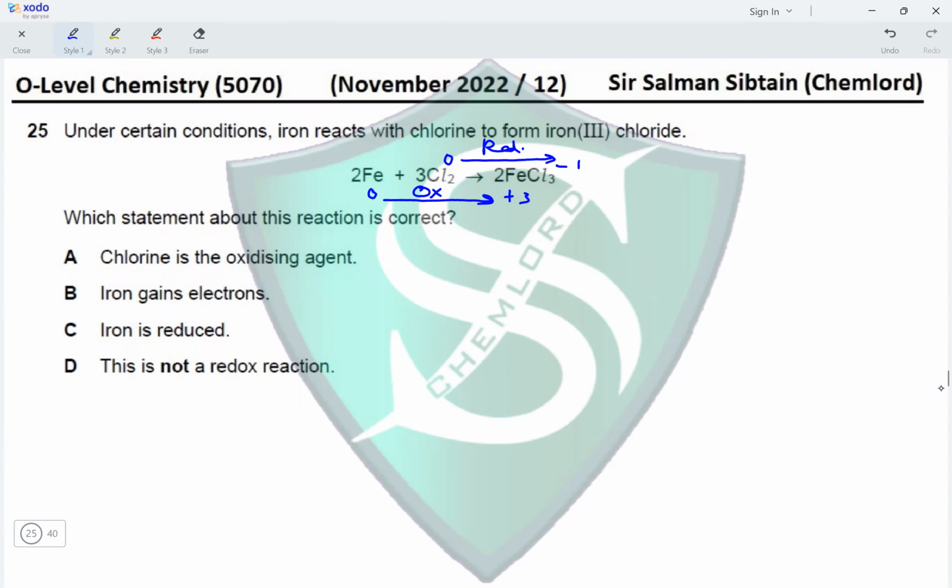They've asked us whether chlorine is an oxidizing agent. Something that undergoes reduction is an oxidizing agent, whereas something that undergoes oxidation is a reducing agent. So in this reaction, chlorine is the oxidizing agent and iron is the reducing agent. So option A is correct. Option B, iron gains electrons? Iron undergoes oxidation, it loses electrons. Iron is reduced? No, iron is oxidized. This is not a redox reaction? It is definitely a redox reaction. So option A is the correct option for this question.